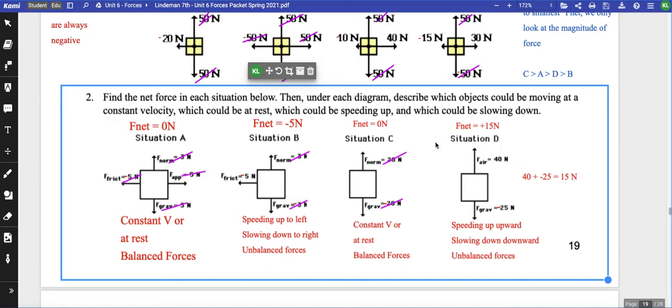Okay? For situation D, we have a net force that is pointing upward because it's a positive net force, and the only forces we have are upward forces, right? So if we are moving upward, our velocity would be increasing because it's moving in the direction of the net force. If we were moving downward, our velocity would be decreasing because we are going against the net force, okay? And again, our velocity is changing because we have unbalanced forces here.